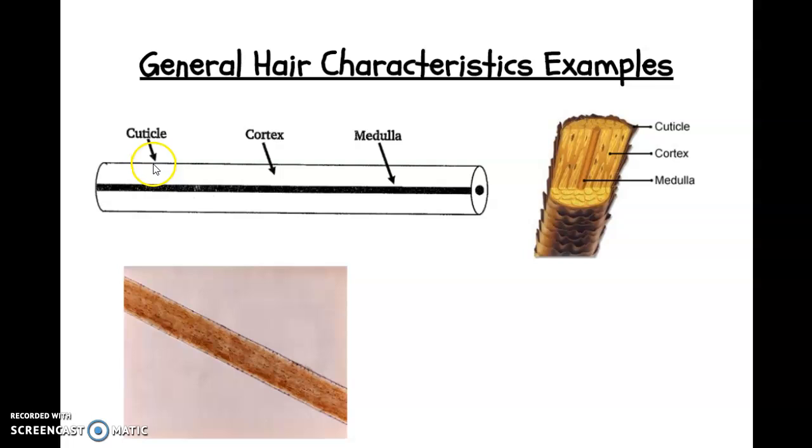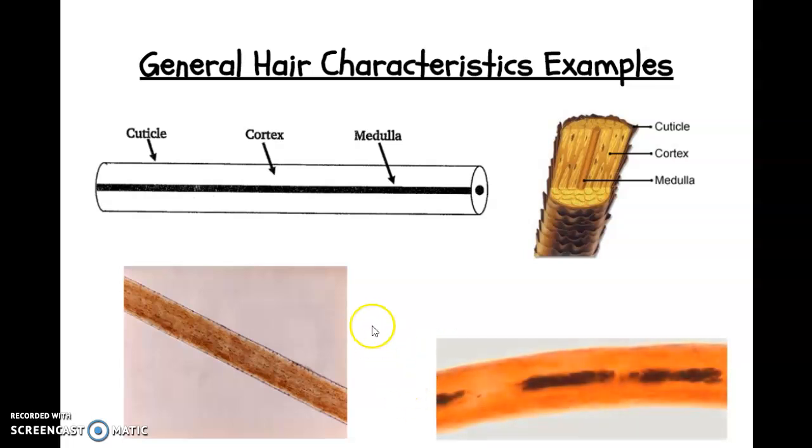You can see here on the drawing how the cuticle is the outer layer, the cortex is the in-between, and the medulla is the strip. It's a darkened strip that runs down the center. In this hair sample, you can see the cuticle very easily. You can see the cortex, but you don't even see a medulla running up the center. This one does not have a medulla, while this one very clearly does. So this is your medulla here. And here would be the cuticle running along the outside, and the cortex is the space in between.